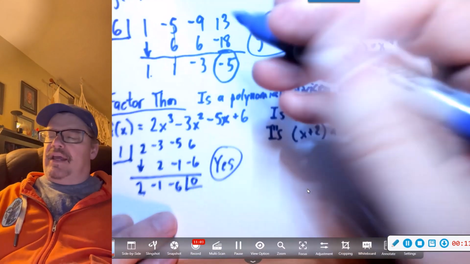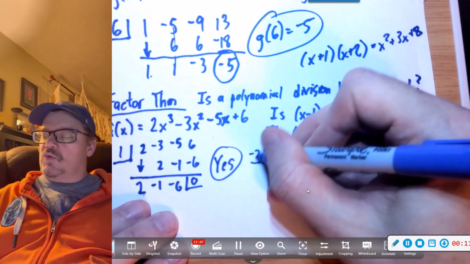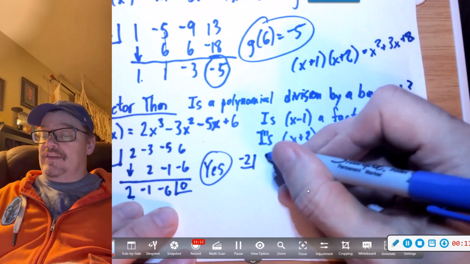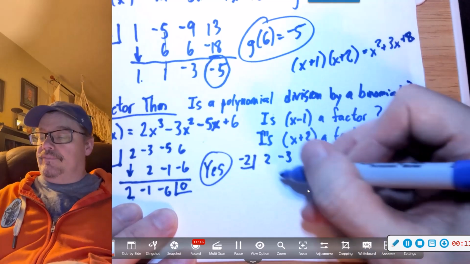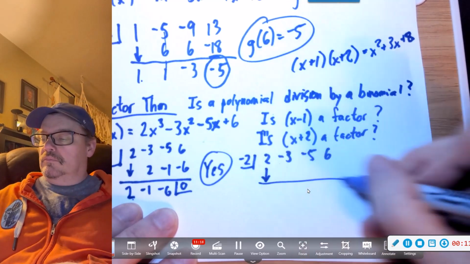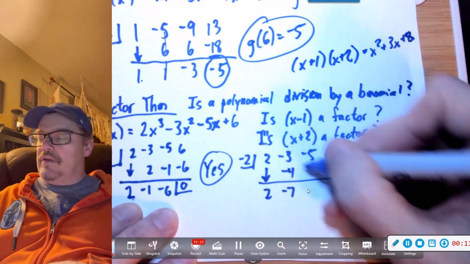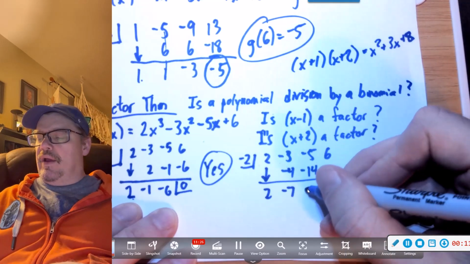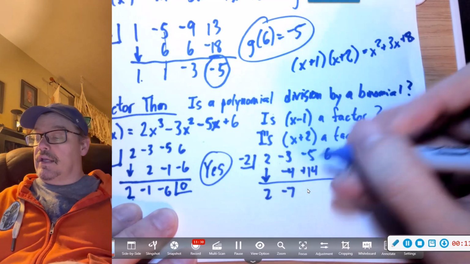Okay? What about x plus 2? Now here we have 2, so we're going to have to switch the sign, and you have to do that with the factor theorem. Okay? We still have the same function, so let's just go ahead and do that. So drop the 2, -4, -7, -14. Oh, this is getting large, right? Wait, did I do that right? Make sure. -7. A +14.